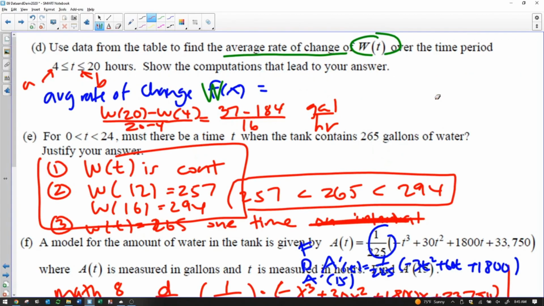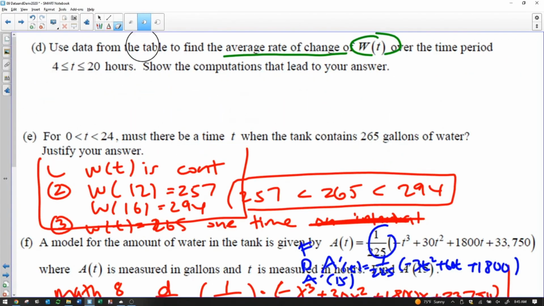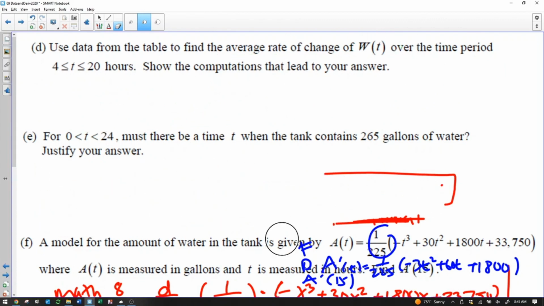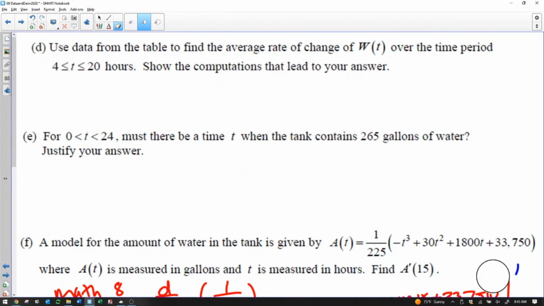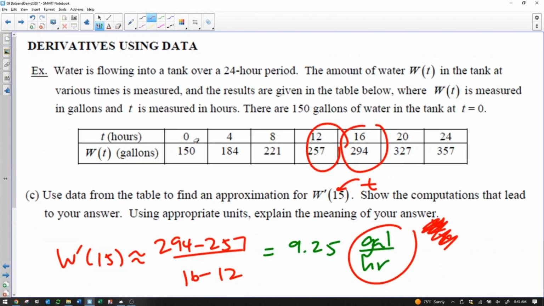Okay, let's look at E. It says, must there be a time when the tank has 265 gallons of water? What theorem are they testing on this? IVT, right? Is there a time when the tank is 265 gallons of water? So look at this, guys. Where would 265 be? Right here? Anywhere else? No, just that one. Do you see? Yes, there is a time by IVT, because what has to be true, though?